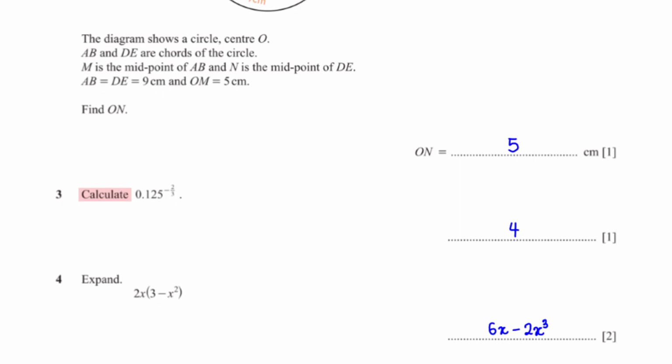Calculate 0.125 raised to the power negative 2 over 3. When we type this into the calculator, we get 4. Expand 2x times (3 minus x squared). To expand the brackets, 2x multiplies each term in the brackets. So 2x times 3 is 6x and 2x times negative x squared is negative 2x cubed.